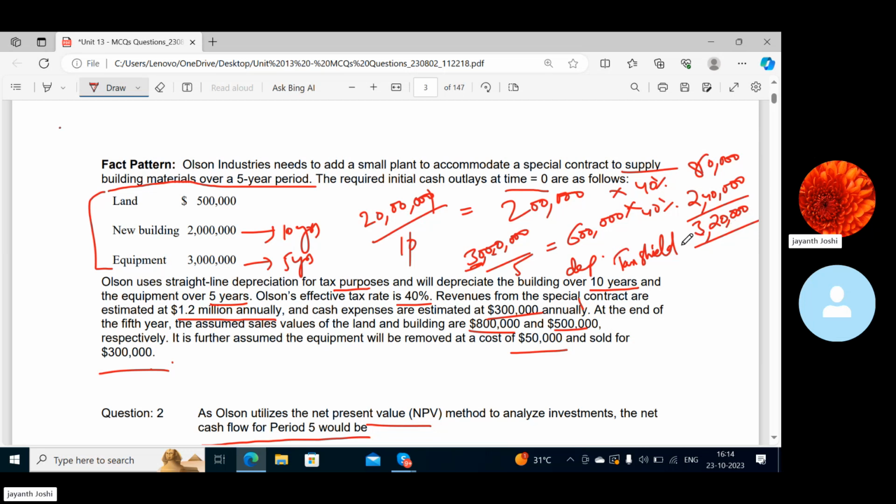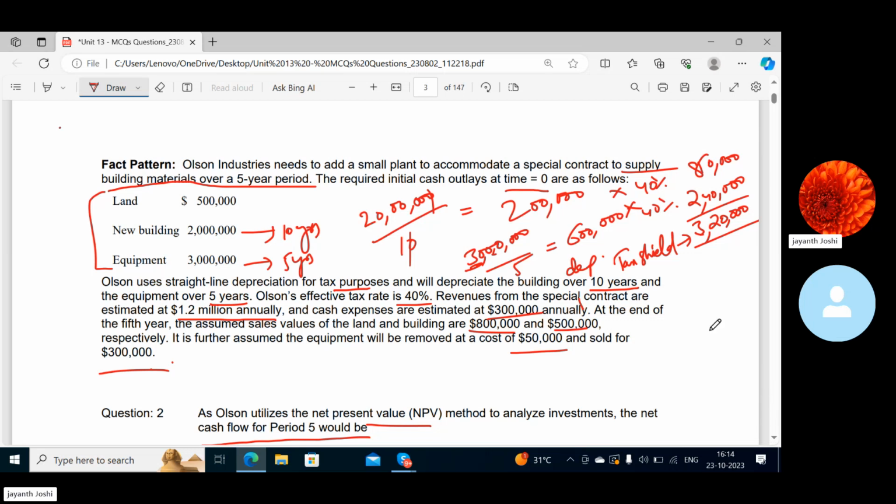Yeah, are you hearing? Yeah, depreciation tax shield is 3,20,000. This is also a cash inflow, right? Right. So now what we will do is we will take up the things down. So this is one calculation, that is another calculation that we did.